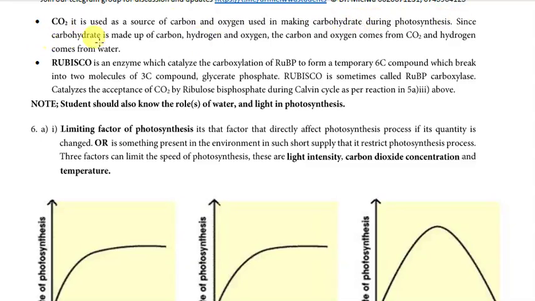So since carbohydrate is made up of carbon, hydrogen, and oxygen, the carbon and oxygen come from carbon dioxide and hydrogen comes from water.